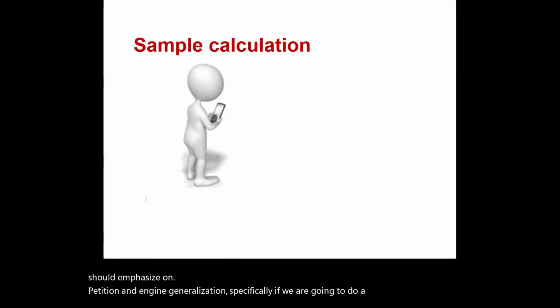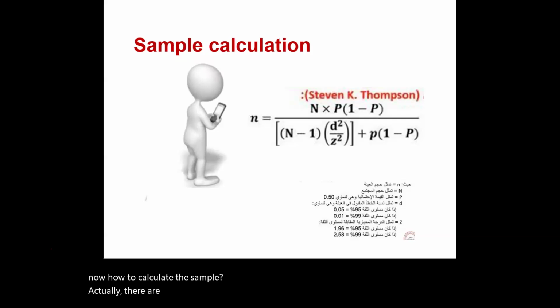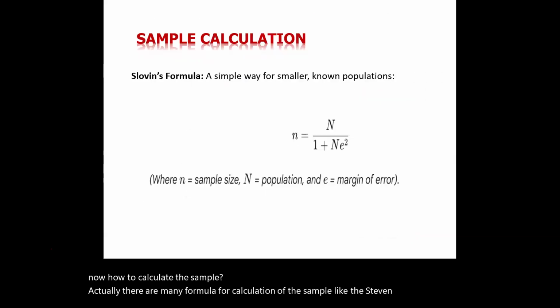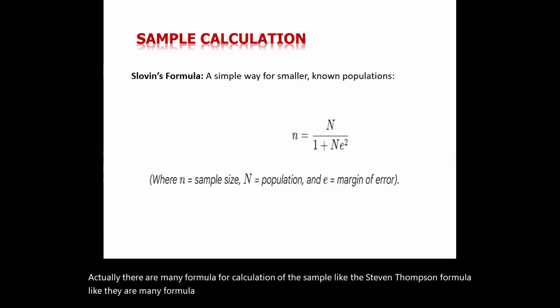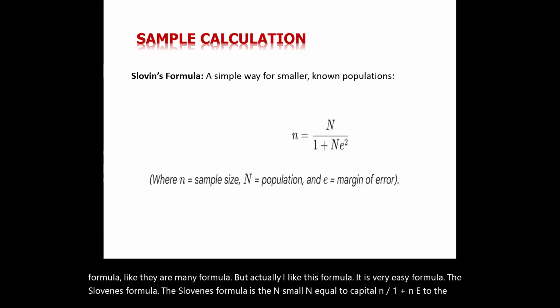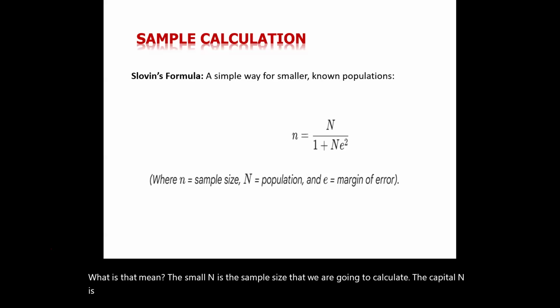So now, how to calculate the sample? Actually, there are many formulas for calculation of the sample, like the Stephen Thompson formula, like the Yamane formula, but actually I like this formula. It is a very easy formula, the Slovin's formula. The Slovin's formula is: small n equals capital N over 1 plus N times e to the power 2. What does that mean? The small n is the sample size that we are going to calculate. The capital N is the population, and the e is the margin of error.